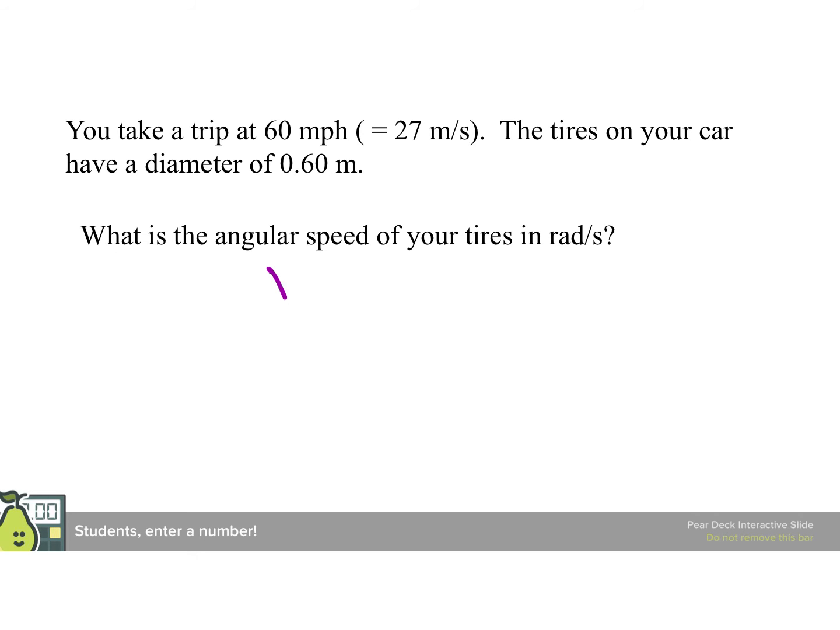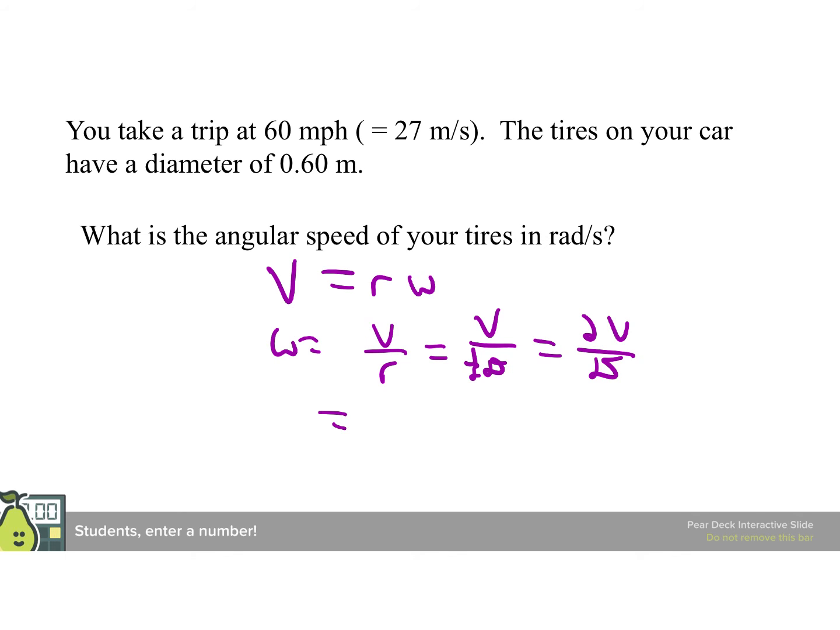Well, remember that the center of mass velocity v is the radius times omega. So omega is v over r, but then r is 1/2 the diameter. So it's 2v over the diameter. 2 times 27 meters per second over 0.60 meters. And this turns out to be 90 radians per second.